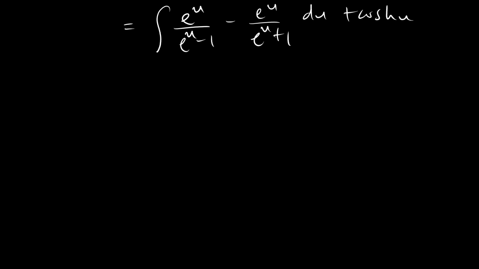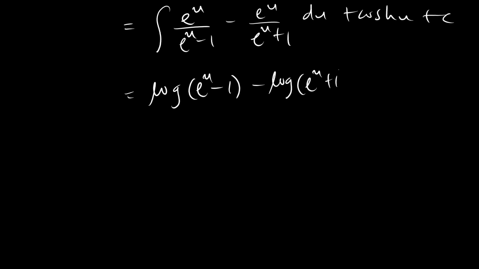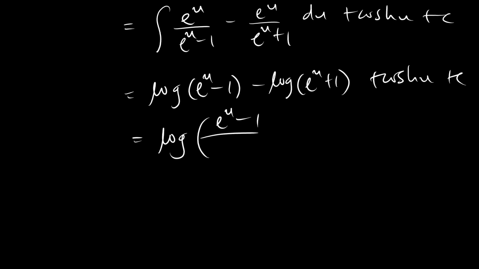So we eventually now have e^u over e^u minus 1 minus e^u over e^u plus 1, plus cosh u plus c. So this first integral, it's easy to see that we have natural logarithm of e^u minus 1 minus natural logarithm of e^u plus 1 plus cosh u plus c. So this becomes natural logarithm of e^u minus 1 over e^u plus 1 plus the hyperbolic cosine of u plus c.